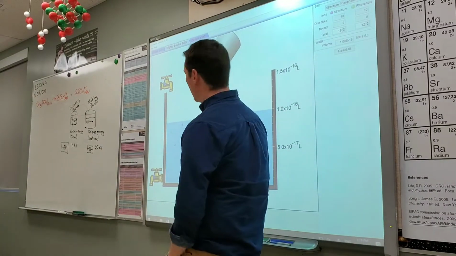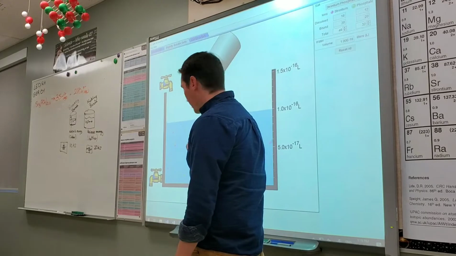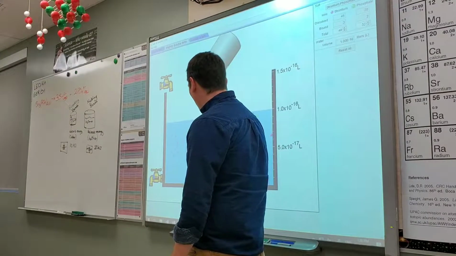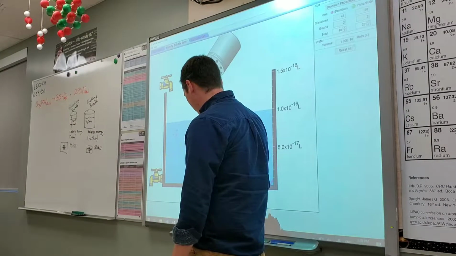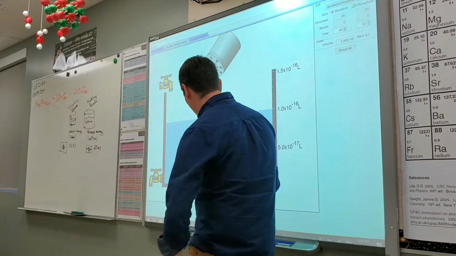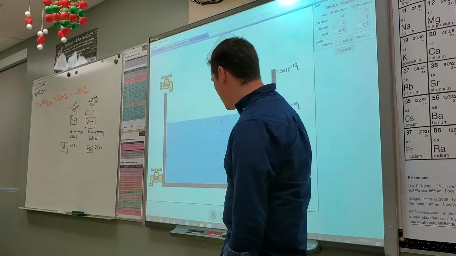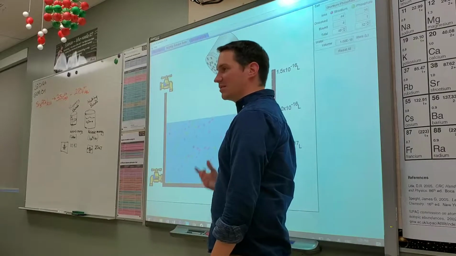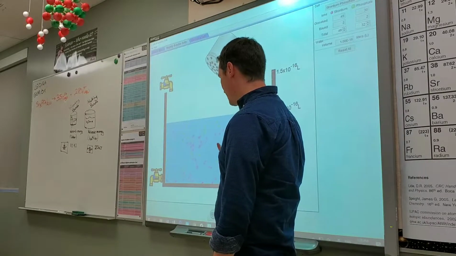But what happens as I add a little bit more of it? Is it all always going to dissolve? No, there's this tiny, itty-bitty little crystal here. And what do you notice is happening to that crystal? I don't know if you notice what happened to it.